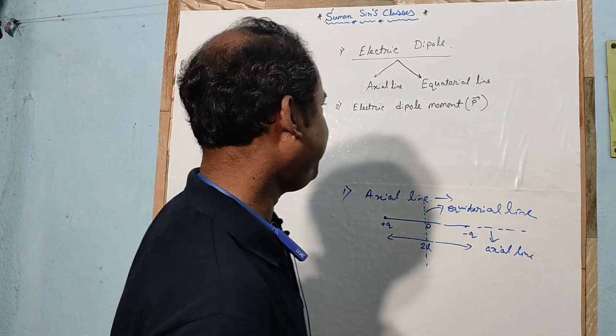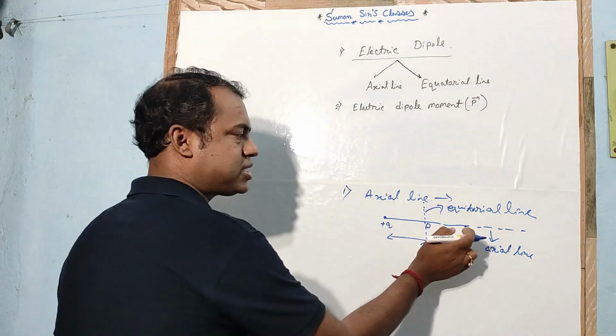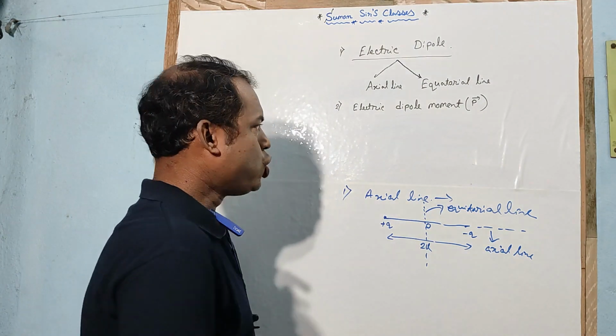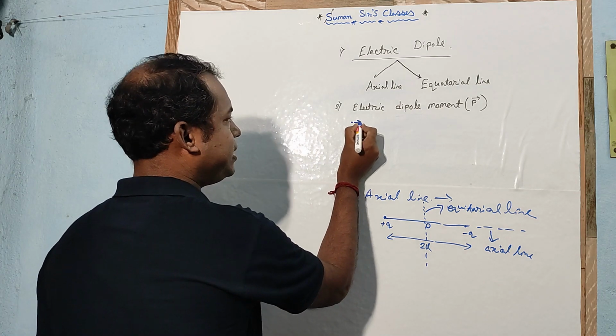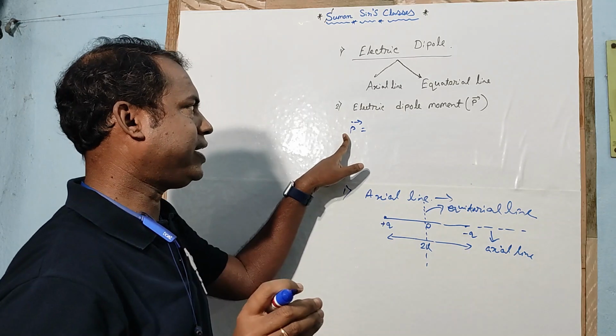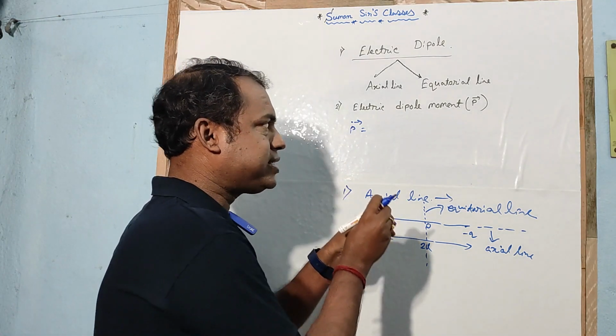What are electric dipole moments? These two charges, plus Q and minus Q, are separated by some distance equal to 2l. The electric dipole moment is denoted by the vector P. So what is the electric dipole moment?